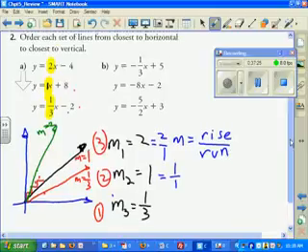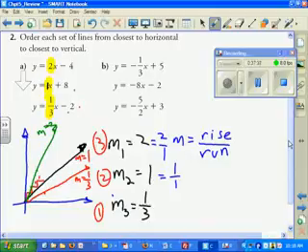All right, let's look at B then. The trickiness: it goes on the opposite side, closest to horizontal, closest to vertical. Without graphing this, without doing this visually, can we look at our numbers here and figure out what the order is? Yes. Okay, Joseph, how?